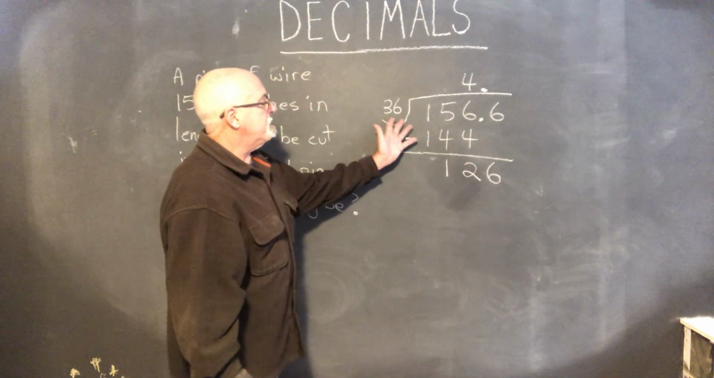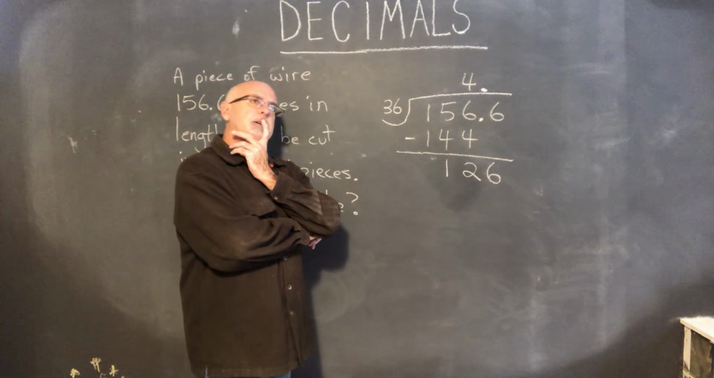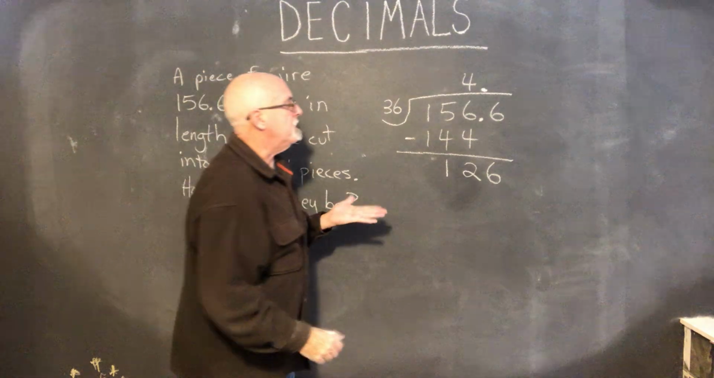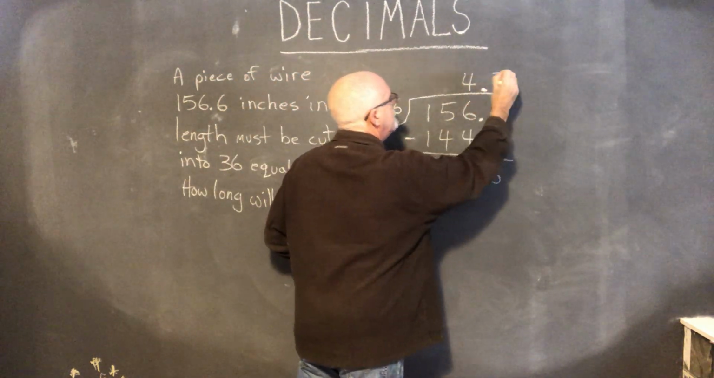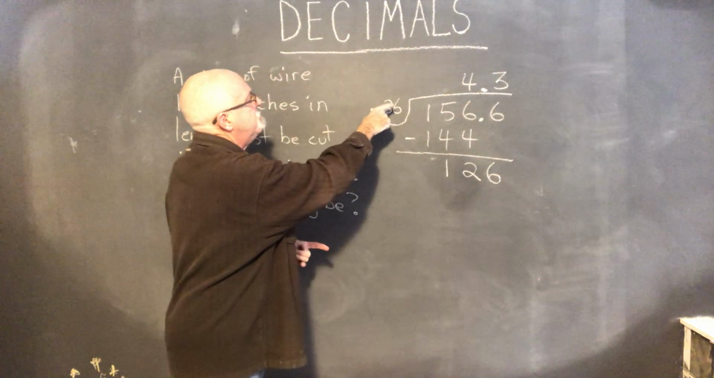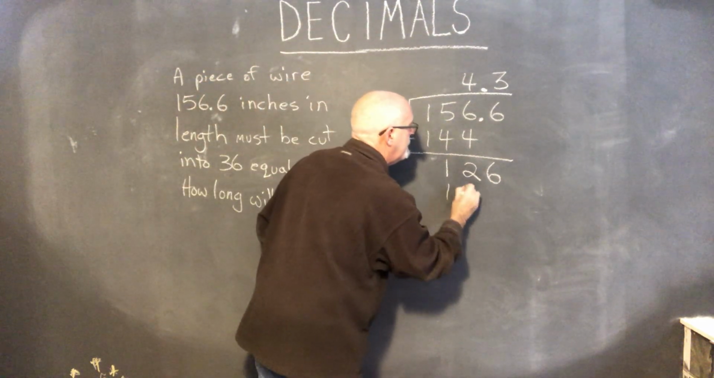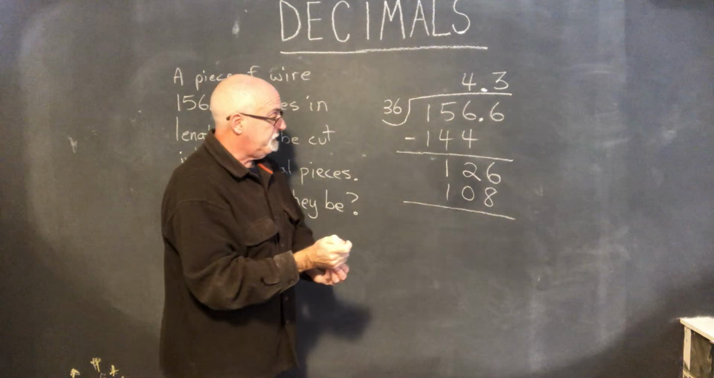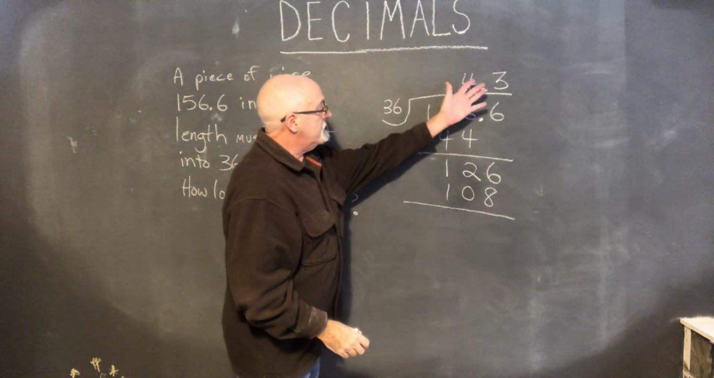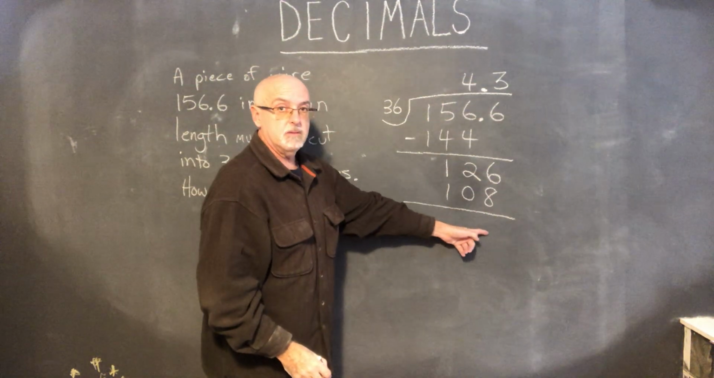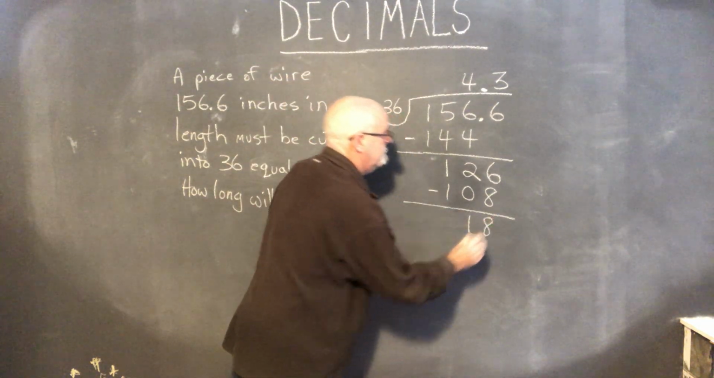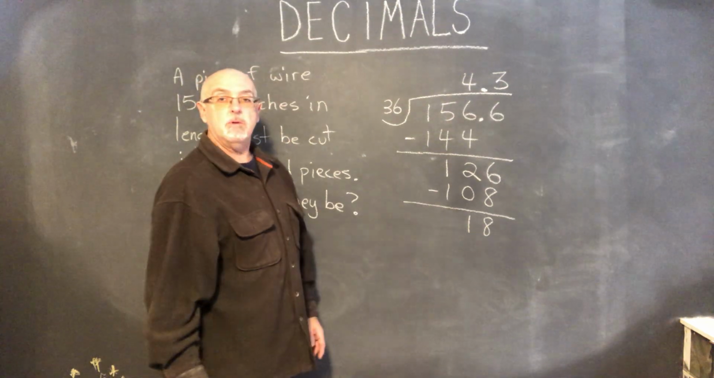Okay, 36 fits into 126 how many times? I'm sure it'll fit 3 times, but I don't think, no, it's not going to fit 4 times. So I'm putting a 3. 3 times 36, that's 90 plus 18, that's 108. Okay, so this is going very cleanly, except that I'm not getting a 0 when I do the subtraction. That's leaving 18.